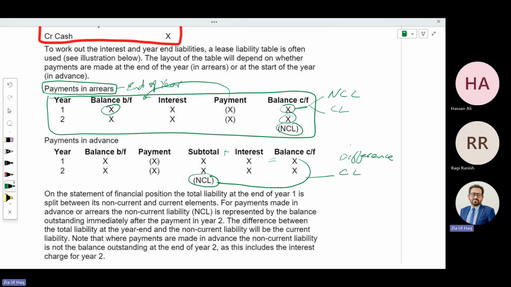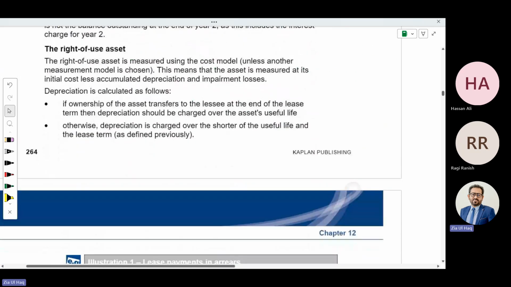Can you understand this? Shall we move forward? Let's have a question.